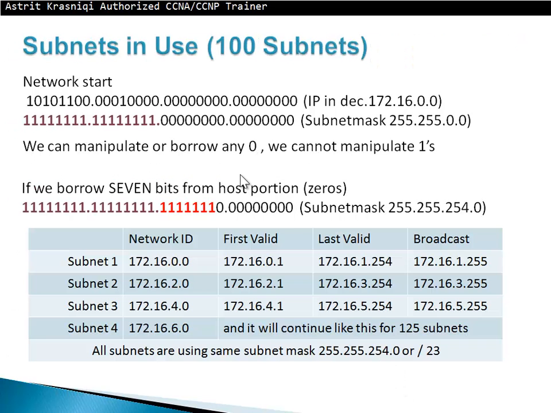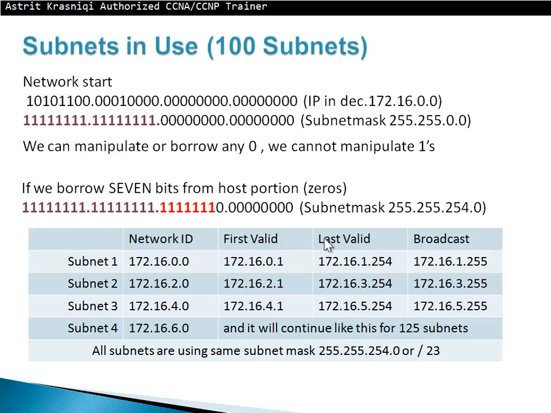So if we borrowed 7 bits to create 128 subnets, or the 100 subnets that we needed, but the closest we can get is 128. The subnet mask will change to 255.255.254.0. So if you add all these up, it's 254. 128 plus 64, 192, plus 32, 224, plus 16, 240, plus 8, 248, plus 4, 252, plus 2, 254.